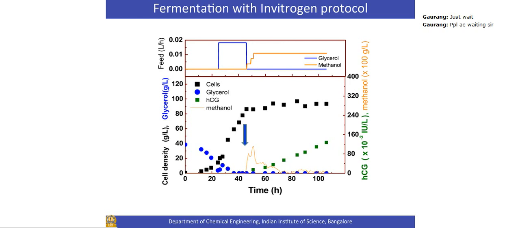The cells start growing, so you get a lot of cells, and then you start feeding glycerol at a certain predetermined rate. So this is my predetermined rate. Here it is a constant value which cells consume efficiently. Notice here, in this particular portion of the operation, there is no protein. My protein of interest is this green one, namely HCG.